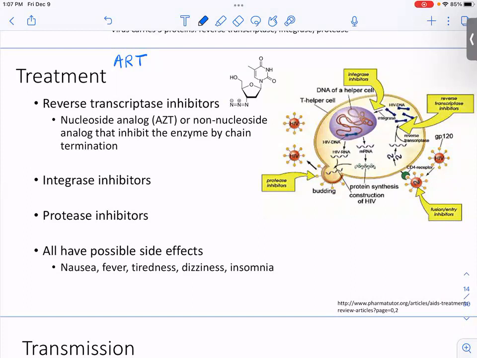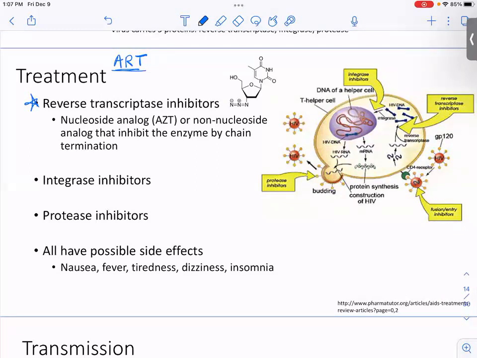About half of the drugs that we have in that antiretroviral therapy are to the reverse transcriptase. Some of them are nucleoside analogs. Remember, what other drug have we talked about that's been a nucleoside analog? It's the one that we use to treat herpes. Acyclovir, some of you said it, right? So it's another nucleoside analog.